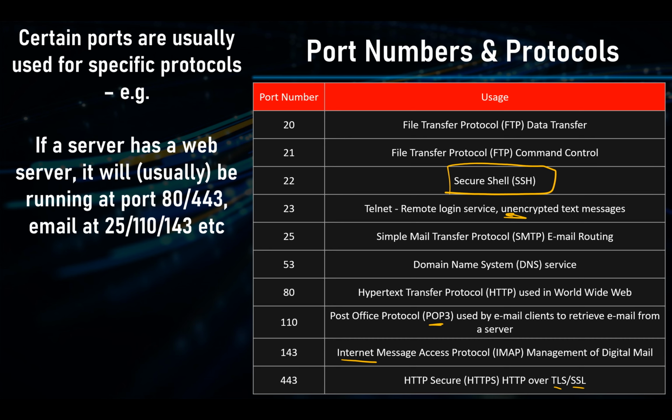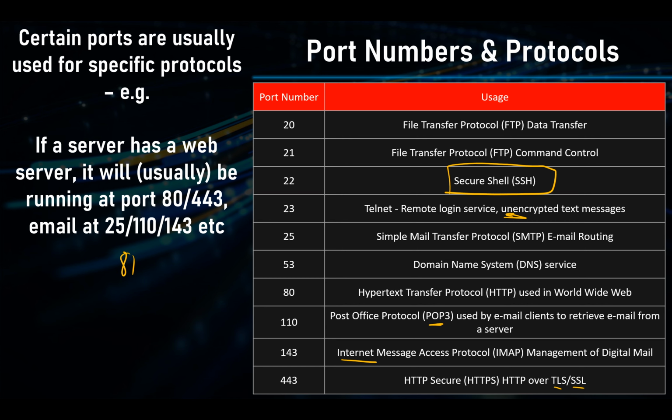So for example, if a server has a web server, then usually it's going to be running on port 80 if it's HTTP unencrypted, or 443 if it's encrypted. Email, of course, uses those other ones. This doesn't always have to be true. In theory, there's nothing stopping you from running a web server at, let's say, port 81.